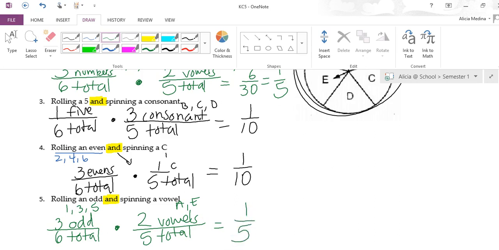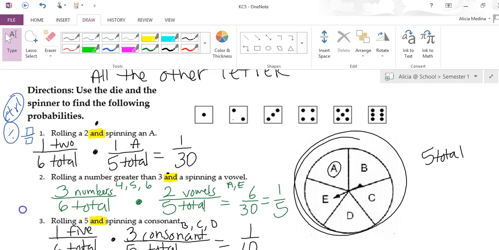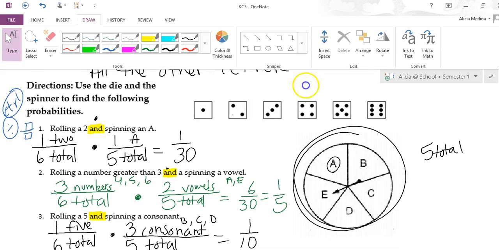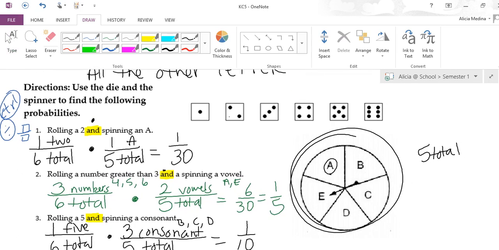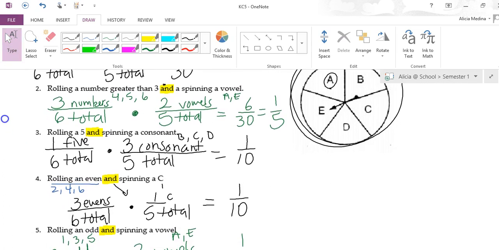Okay, so that brings us to the end of 5.8.2. Again, biggest thing is remembering to read those directions and then have your totals on the side. Right, you know, I put that 5 total here. You could put the fact that this had 6 total outcomes for the dice. And then just read very carefully. And the biggest thing to remember from this video is that anytime you see that and, it does mean multiply.